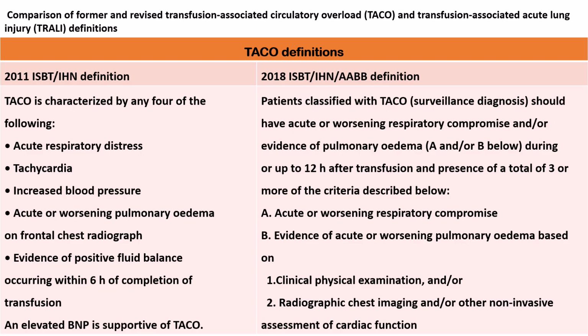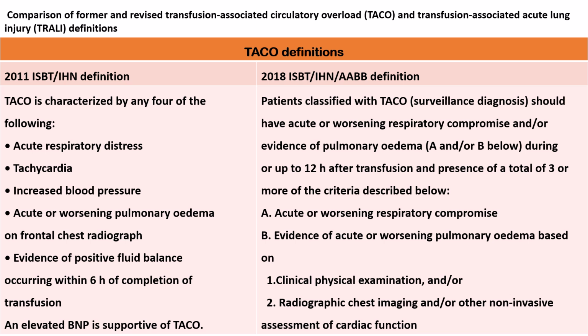Now, the TACO definition. According to the 2011 ISBT IHN definition, TACO is characterized by any four of the following: acute respiratory distress, tachycardia, increased blood pressure, acute or worsening pulmonary edema on frontal chest radiograph, evidence of positive fluid balance occurring within 6 hours of completion of the transfusion, or elevated BNP supportive of TACO.